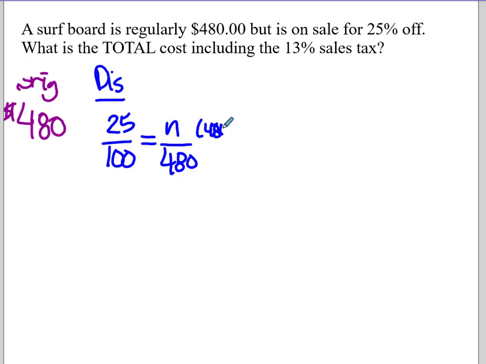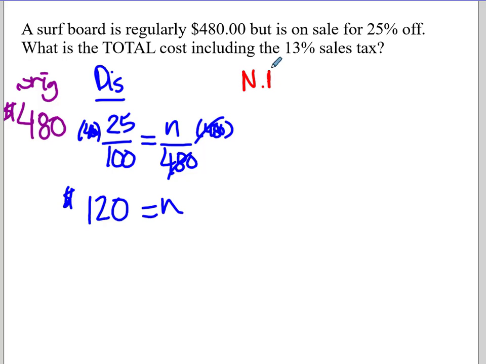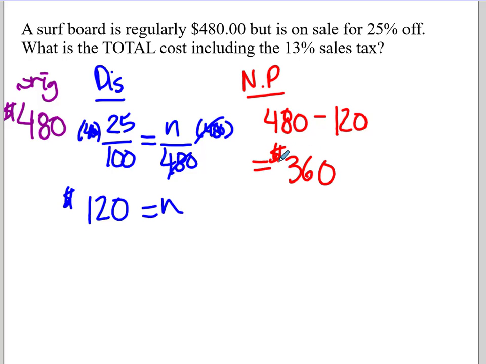Multiply both sides by 480. Okay, cancel those off, and I get a discount of $120. Getting late. I should have done that in my head, but that means my new price is going to be $480 minus the $120, which means I have a new price of $360. So there's the discount taken care of.